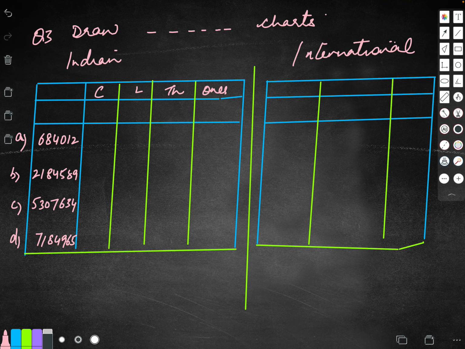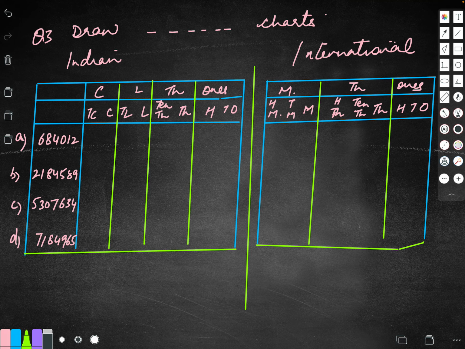Ones, thousands, lakhs, crores. Ones, thousands, millions. Ones, tens, hundreds, thousands, 10,000s, lakhs, 10 lakhs, crores, 10 crores. Ones, tens, hundreds, thousands, 10,000s, 100,000s. Millions, 10 millions, 100 millions. So in the Indian system, you can put commas as per the Indian system. 3, 2 and 2. We start putting commas from the extreme right towards the left hand side.